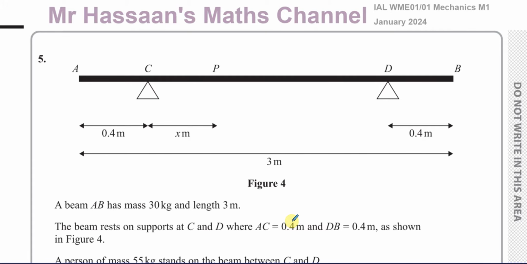This is the International A-Level Edexcel paper. And here we have a beam, AB, of mass 30 kilograms and length 3 meters, as you can see. The beam rests on supports at C and D. AC and also BD are 0.4 meters, as we can see in the diagram.